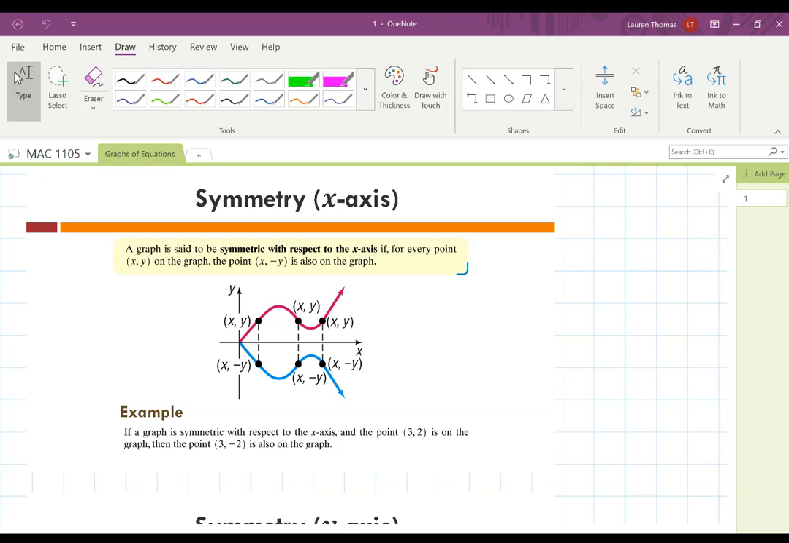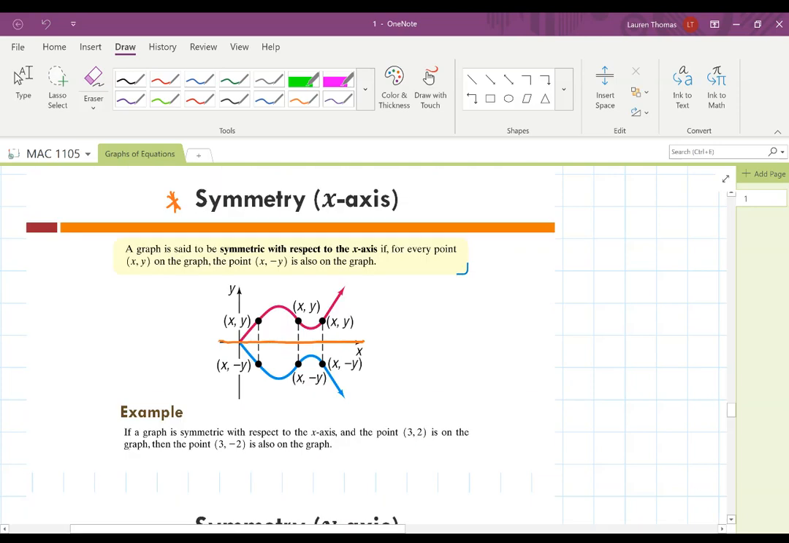So the first type of symmetry that we have is symmetry with respect to the x-axis. The definition says a graph is said to be symmetric with respect to the x-axis if for every point (x, y) on the graph, the point (x, -y) is also on the graph. If you are saying your graph is symmetric with respect to the x-axis, you are saying if I were to fold my graph along the x-axis, would both pieces of my graph match up? If you can say yes, then your graph is symmetric with respect to the x-axis. If it isn't, that's okay. It just doesn't display that type of symmetry.